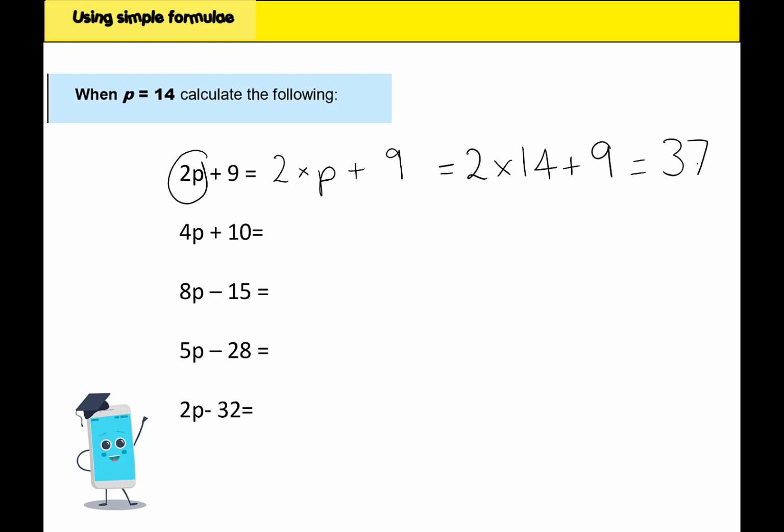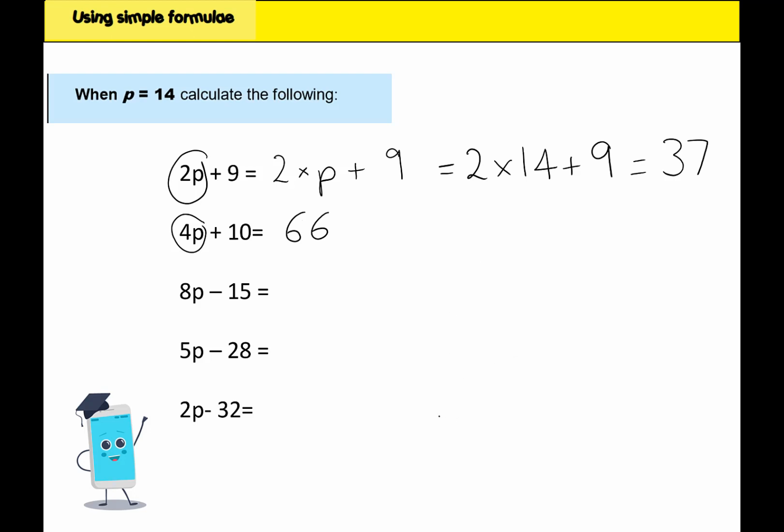Okay, let's look at our next sentence. I have 4P. So I have 4 lots of P. The first calculation I need to do is 14 times 4. So you may want to do a written method. 14 times 4. 4 times 4 is 16. 1 times 4 is 4, plus my 1 is 5, so 56. So my 4P is equal to 56, and I want to add 10. I can do that mentally: it's 66.